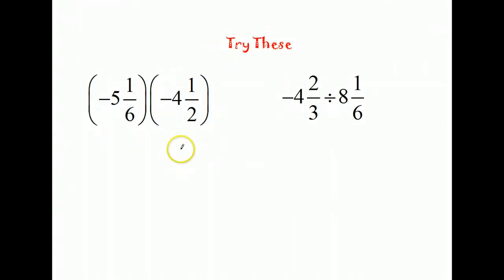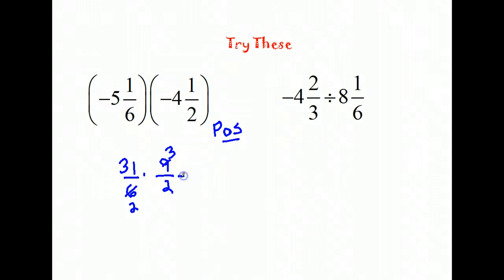We have negative times a negative, so I know my answer is going to be positive. Write myself a little note over here. Now we have to change our mixed fractions to improper fractions when we're multiplying. 5 times 6 is 30, plus 1, 31 over 6. 4 1/2, 4 times 2 is 8, plus 1 is 9 over 2. I don't have to worry about the negative signs here because I took care of that when I figured out my answer was positive. I look to see if I can do any canceling, and I can. 3 goes into 6 twice. 3 goes into 9 3 times. Looks like all I can cancel.